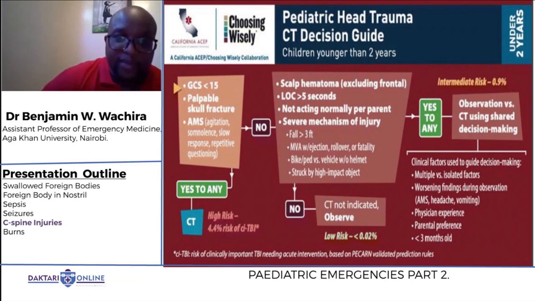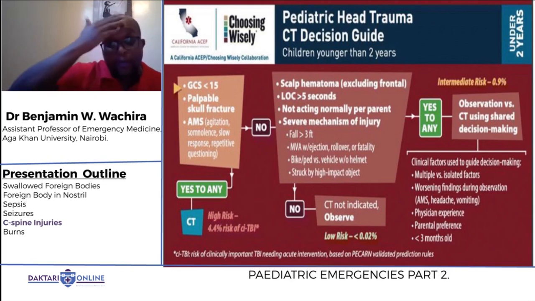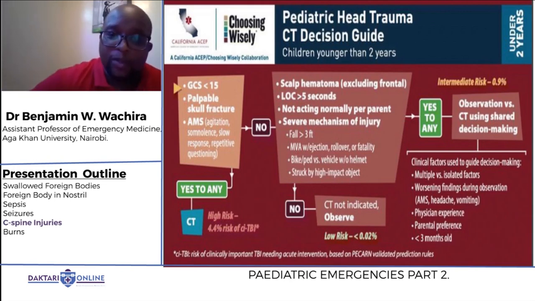If they're not GCS 15, they have palpable skull fractures, they have altered mentation, then they need a CT. If there's none of this, then you're looking for: is there any scalp hematoma, excluding the frontal hematoma? Was there a loss of consciousness of more than 5 seconds? Is the child not acting normally as per the parent? And then, of course, was there a severe mechanism of injury?